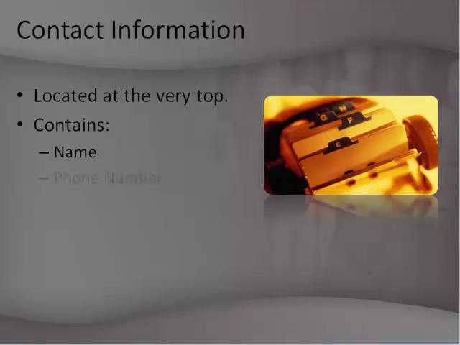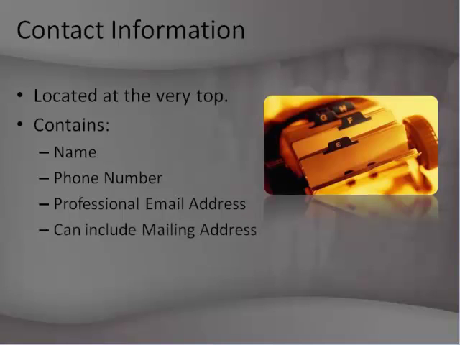And we're going to break each one of these sections down individually. The contact information shows up at the very top of your page. You want people to contact you, right? That's why you're sending the resume. So in order for them to do that, they've got to have the information that's going to allow them to contact you. And that would be your name, your phone number, a professional email address, and it can include a mailing address. It doesn't necessarily have to, but if you do include a mailing address, don't make it prominent because most of the time people prefer to use a phone or an email address.